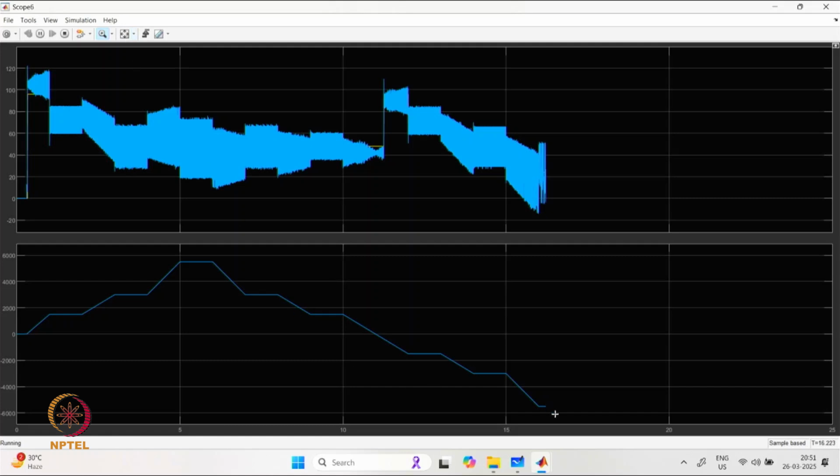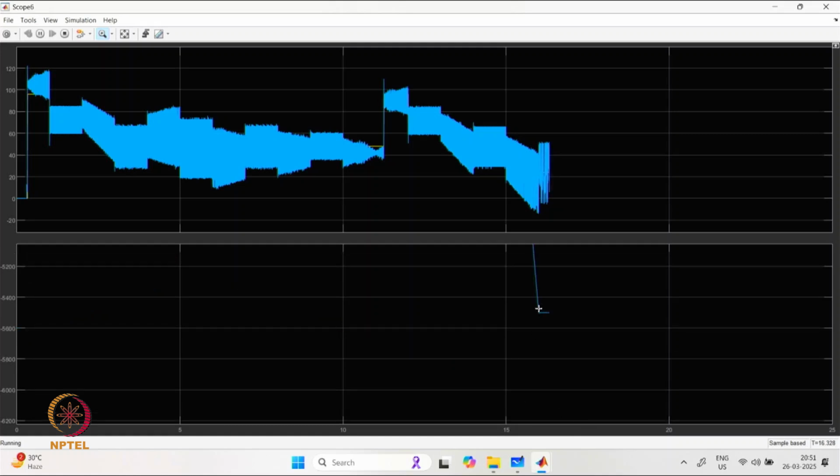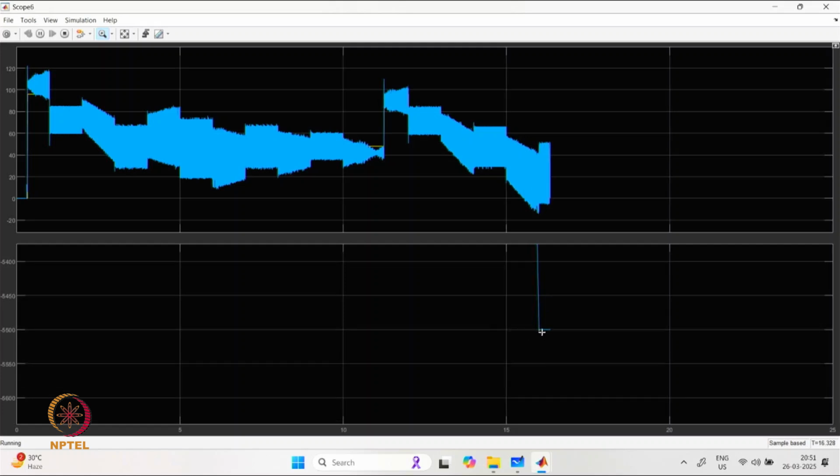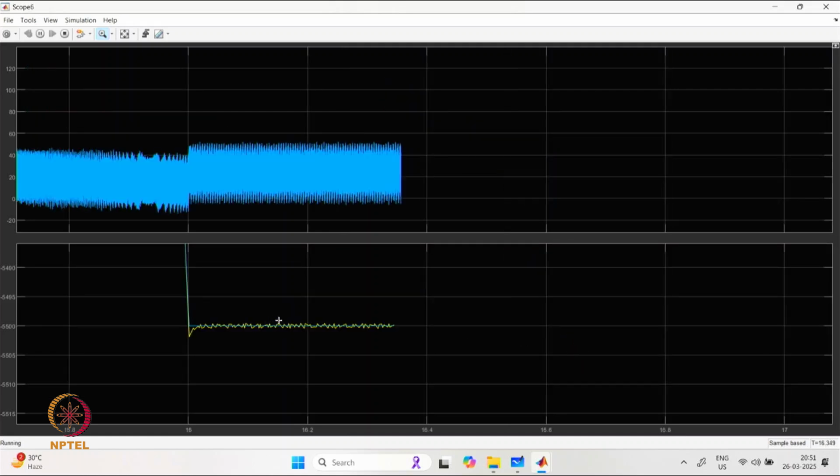And this has saturated to nearly the highest speed limit on the negative side. So 5500 RPM is the rated speed, and this is settling to 5500 RPM on the negative side. So we can see that the response of the speed controller is quite fast, and it is able to track the desired speed.